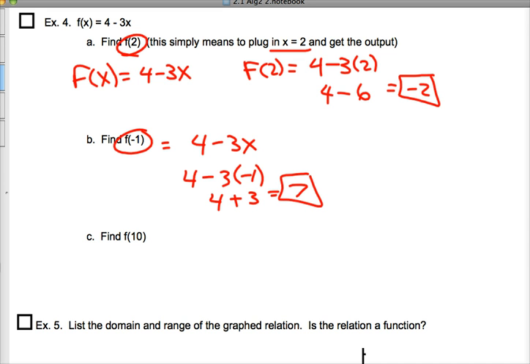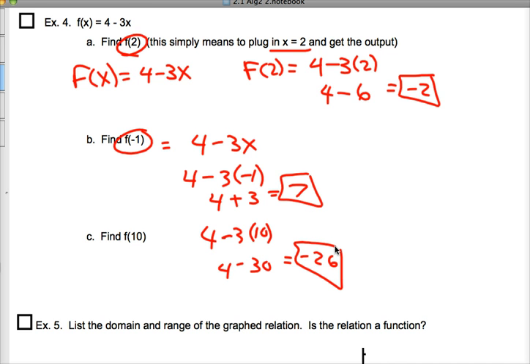So this last one, plug in 10. What would you get? Give you a second. Hopefully you're thinking I plug in 10 and get 30. 4 minus 30, excuse me. I have to write 4 minus 3 times 10 is 4 minus 30, and that'll get you negative 26, and that's all there is to it.